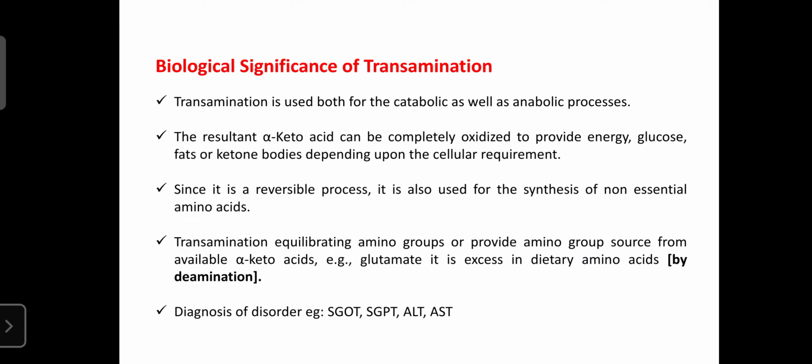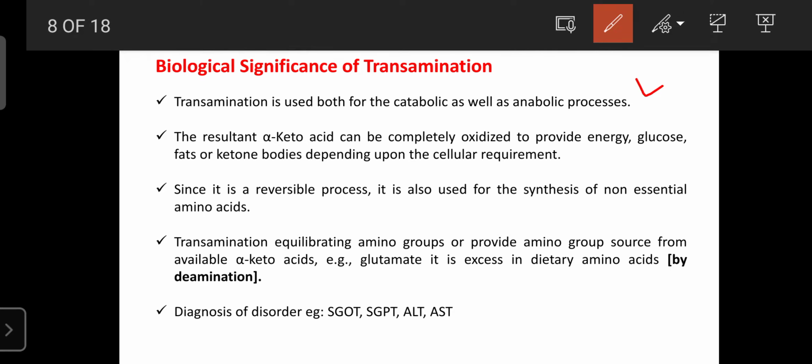So next, we can go for the biological significance of the transamination reaction. Now we learn regarding the biological significance of transamination. Transamination is used for both catabolic as well as anabolic processes: the breakdown of proteins or amino acids as well as the synthesis of amino acids. So that's why transamination can be utilized in both catabolic as well as anabolic processes.